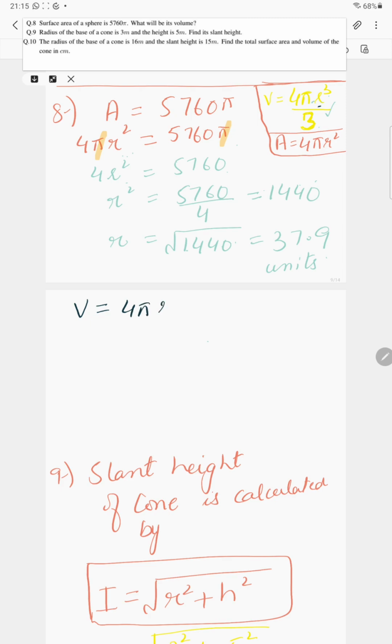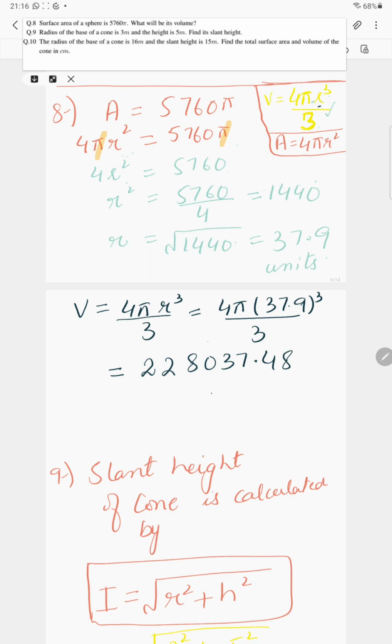So now as we get the radius of the sphere 37.9, we will use the volume formula, 4 pi r cube by 3. So it's going to be equal to 4 pi, what is r, 37.9 whole cube divided by 3. So we will do the calculations, which is equal to 228,037.48 units cube.